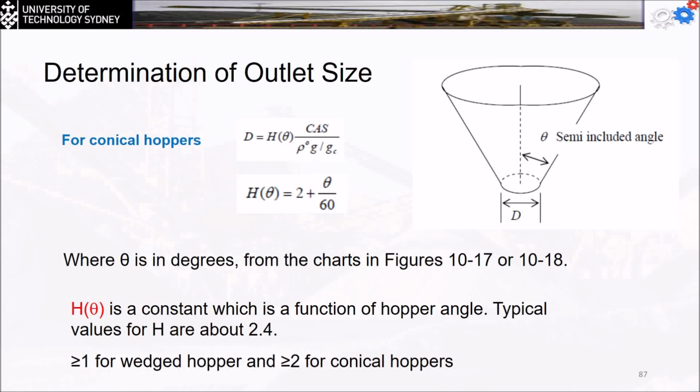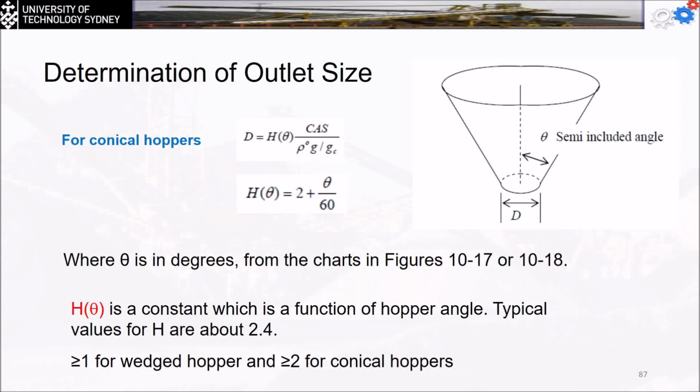So the H is going to be a constant, which is a function of the hopper angle. A typical value for H is something about 2.4. But it's better to calculate it as long as you can find the value of theta from the chart, because this will give you a more accurate value for H. Usually it's going to be more than 1 for the wedge hopper and more than 2 for the conical hoppers. And we will see what the other equation will be for the wedge hopper outlet. That will be the H(theta) in the case of the symmetrical hoppers.